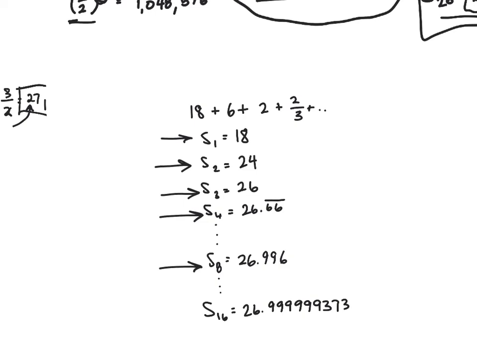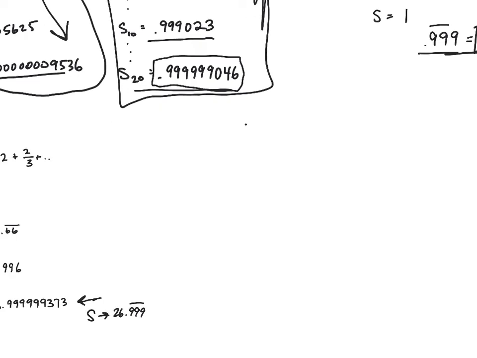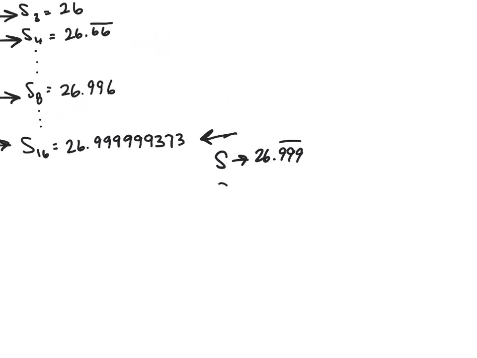If you go all the way down to the sum of the first 8 terms, it's 26.996. If you take the sum of the first 16 terms, it's 26.999999373. And so if this pattern continued indefinitely, then the sum approaches 26.999 repeating, which, as shown in this example, the 0.999 really is just 1. So the sum is approaching 27. That's how we would clarify that.